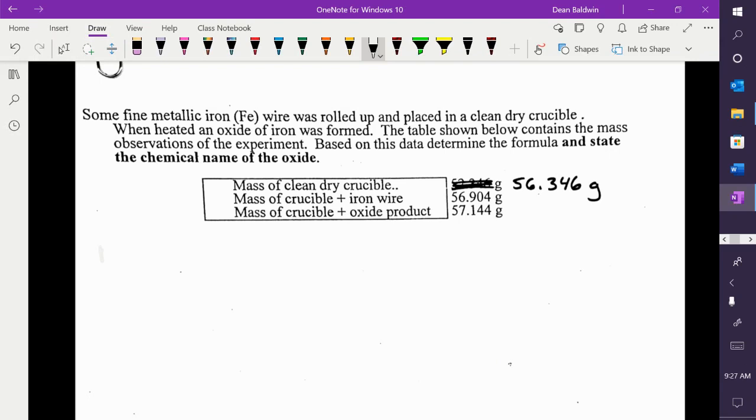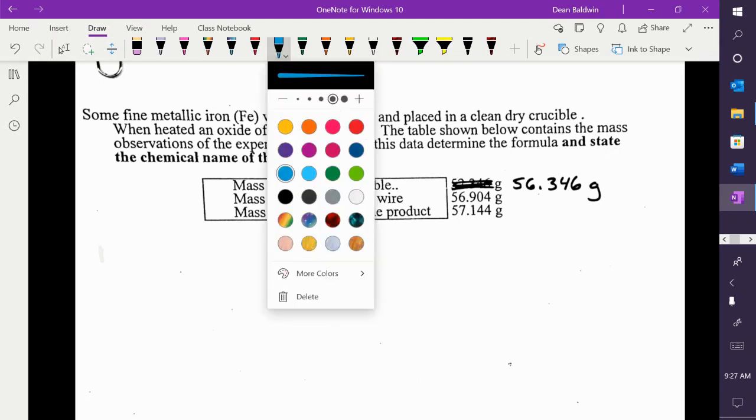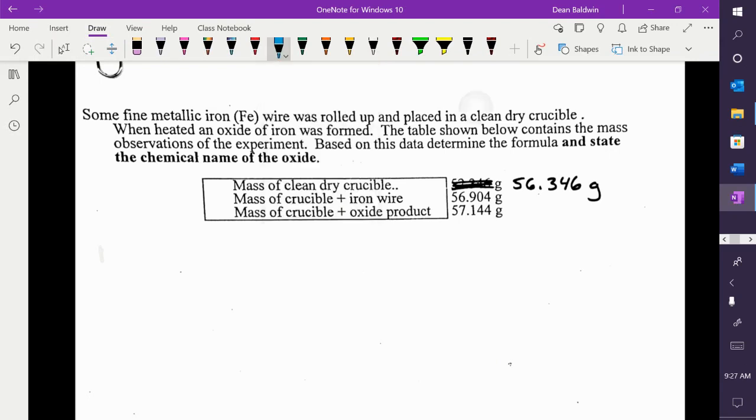How are you going to calculate that? If you know the mass of the crucible, you know the mass of the crucible with the iron. How much iron did we use? Yeah, you just subtract them.